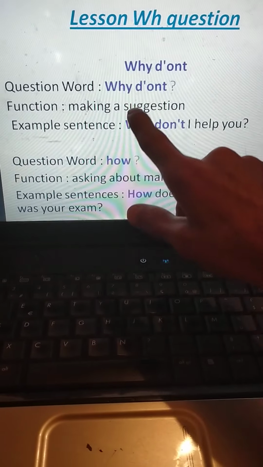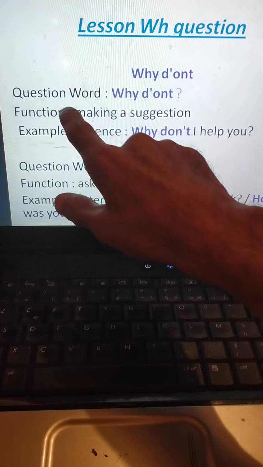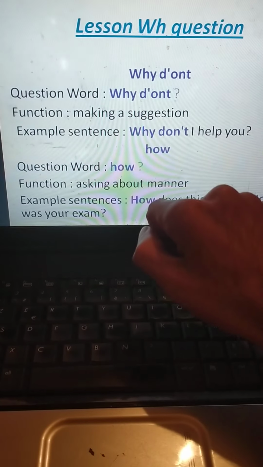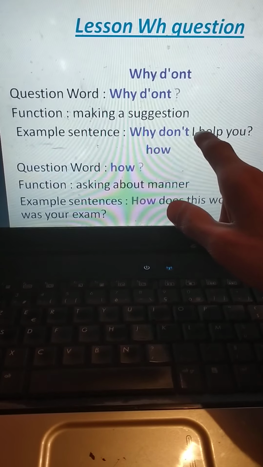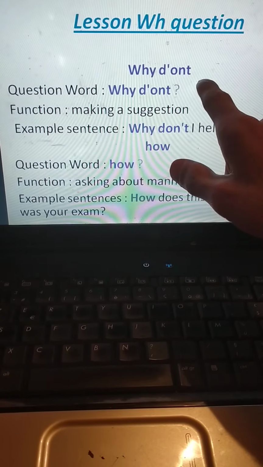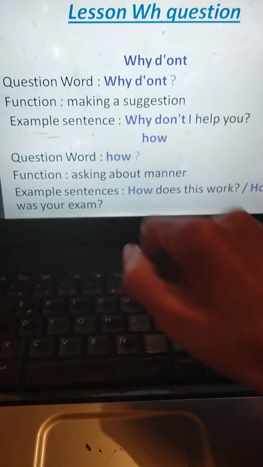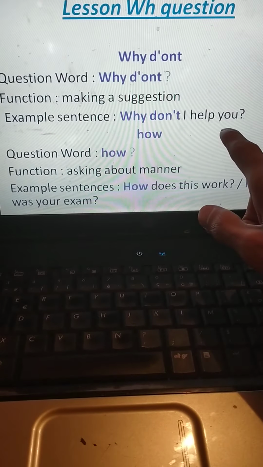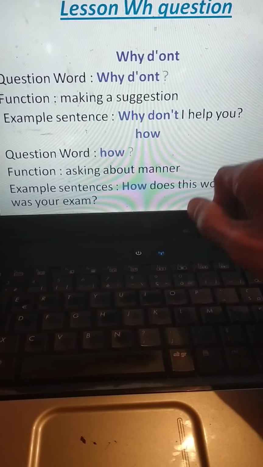And we have why don't and how. Why don't, the function is making a suggestion. We use why don't for suggestions. Example sentence: why don't I help you?